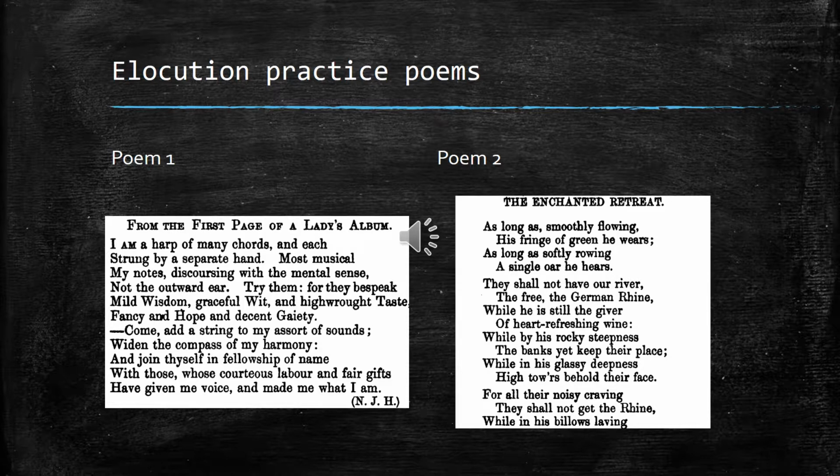Poem 2. As long as smoothly flowing his fringe of green he wears, as long as softly rowing a single hour he hears, they shall not have a river, the free, the German Rhine, while he is still the giver of heart-refreshing wine, while by his rocky steepness the banks yet keep their place, while in his glassy deepness high towers behold thy face. For all their noisy craving, they shall not get the Rhine, while in his billows laving.